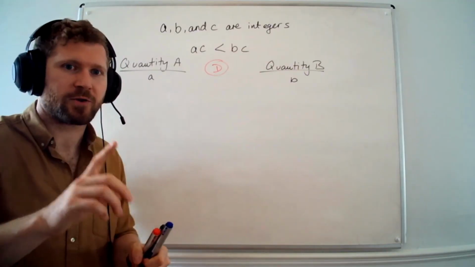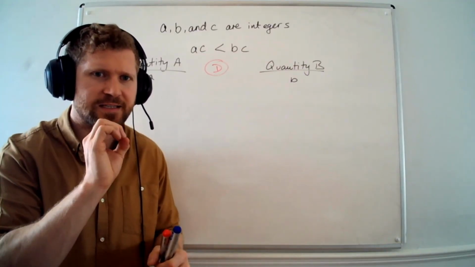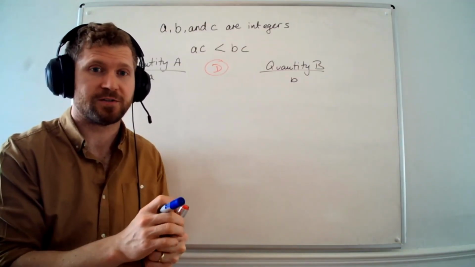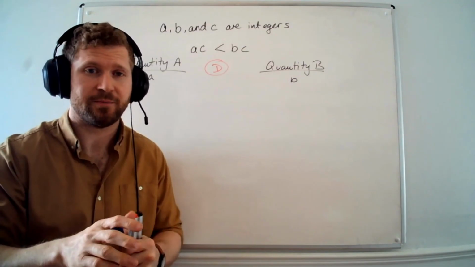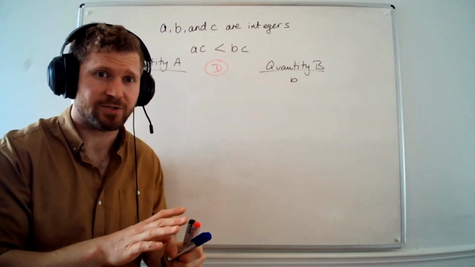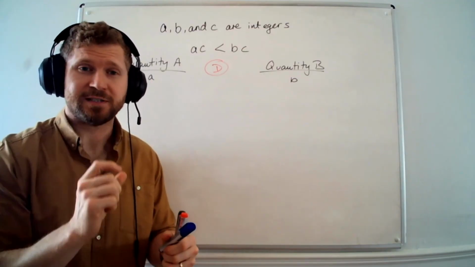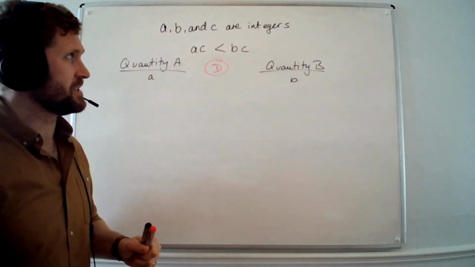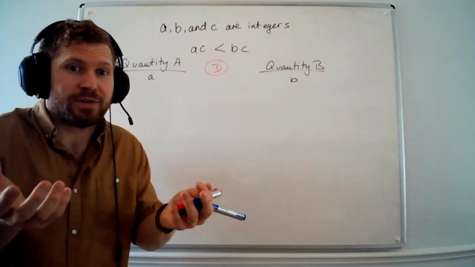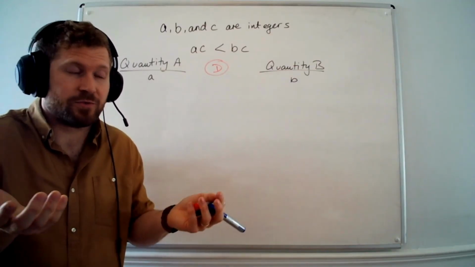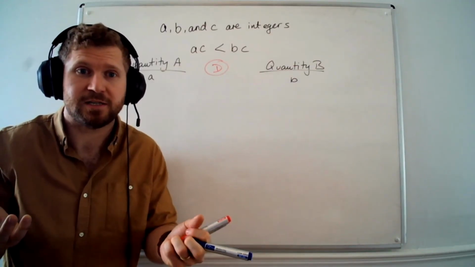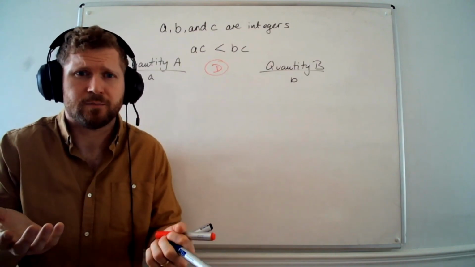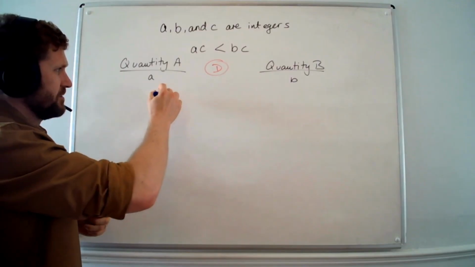If you remember back to question 1 on this video, we said that the key thing to remember with inequalities is be careful when you're dividing by a negative or multiplying by a negative. It's not that you can't do it. It's that, remember, the inequality sign flips. When you see this inequality, AC is less than BC, the thing that I want to do if I want to simplify this is divide by C. But what is C? We know it's an integer, but is it positive or negative?